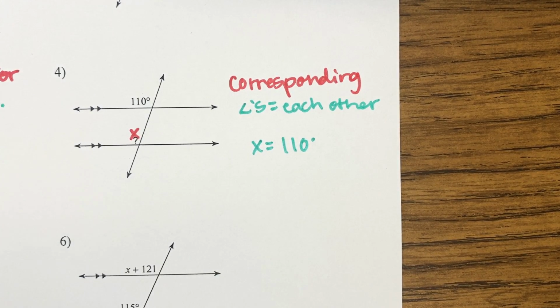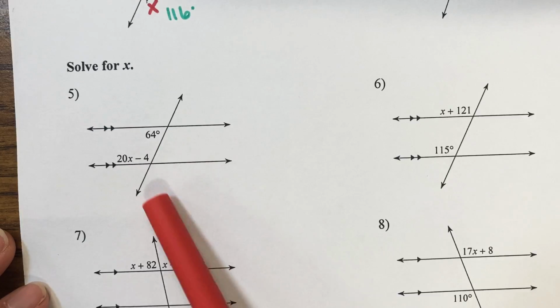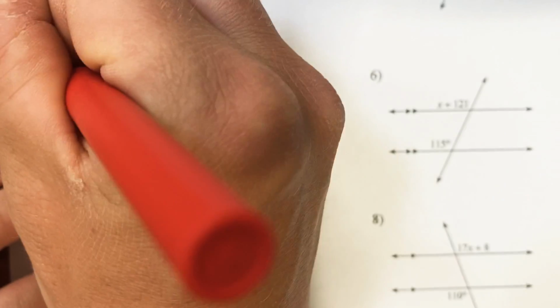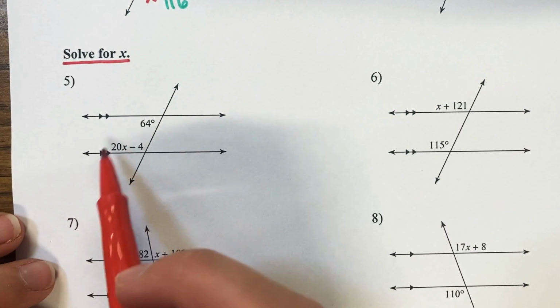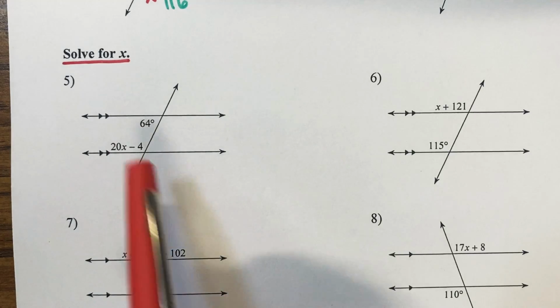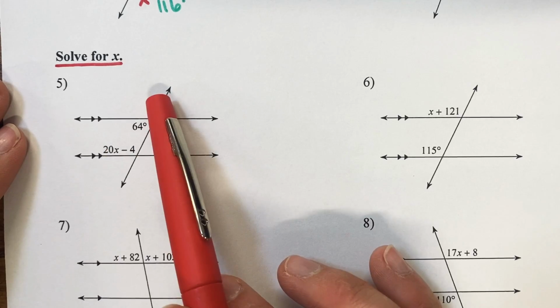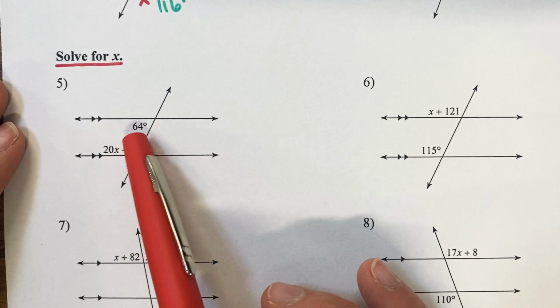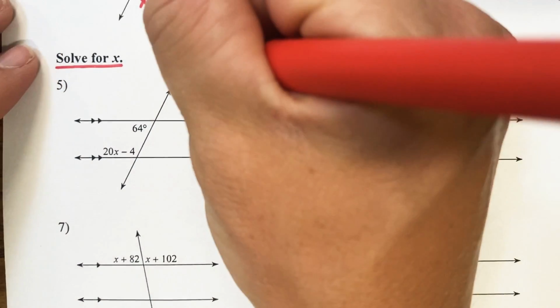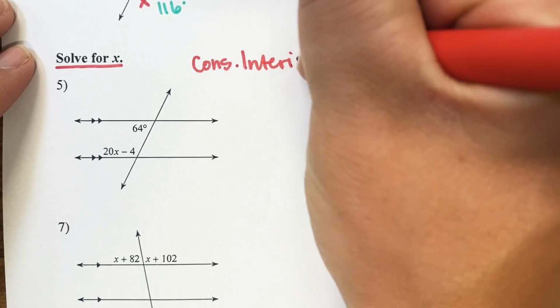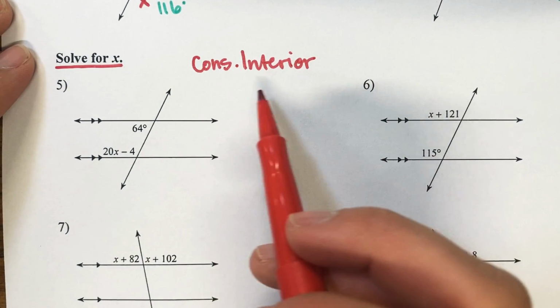Beautiful. Let's go ahead and now solve for x's inside of transversals. It's asking us to solve for x. I see that my x is right here in this equation. So let's go ahead. First step is always to identify the relationship. I see that they're on the same side of my transversal. They're both on the left, and they're both on the inside. So same side is consecutive, inside, interior.